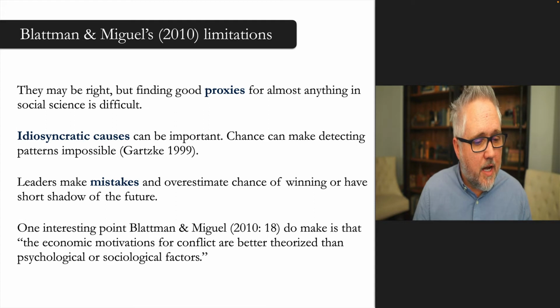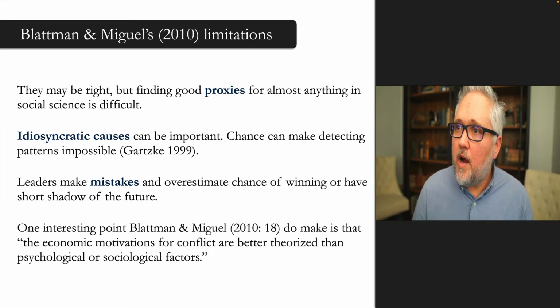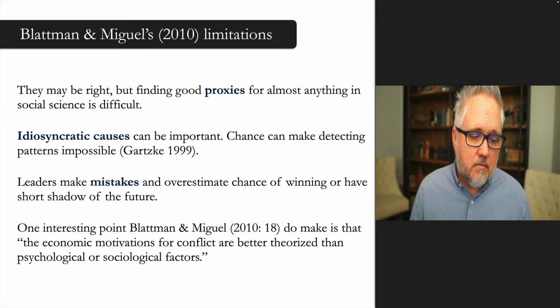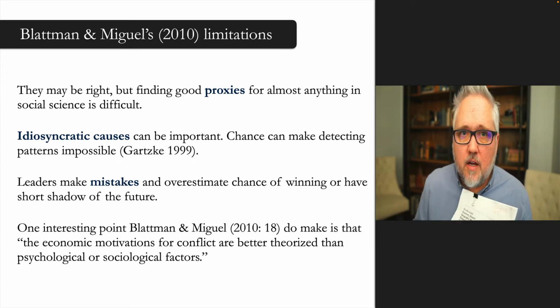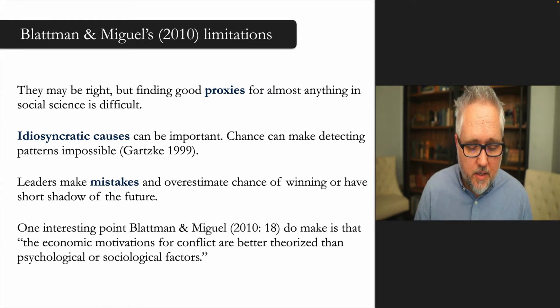I think one interesting point I wanted to highlight here that Blattman and Miguel make is that economic motivations for conflict are better theorized than the psychological or sociological factors. And I think this is true, and is in large part why I'm starting with economic causes of conflict in week 2 of this class, because the literature by Collier and Hoeffler and others that drove our understanding of conflict was in some ways started and driven by economic causes of conflict. Political economists like Paul Collier and Anke Hoeffler are in large part responsible for our increased interest in conflict and using economic models to explain it, which we're going to get to in a second.